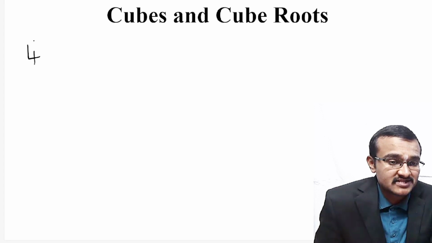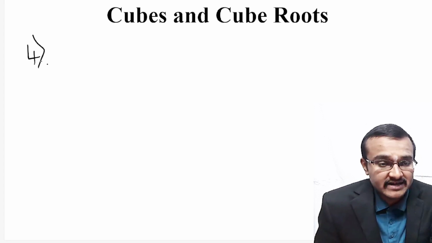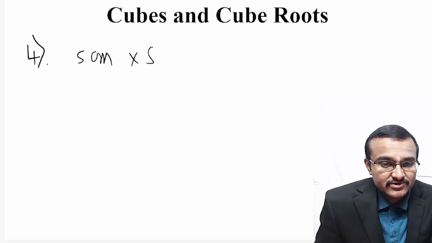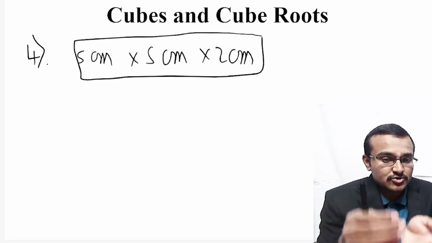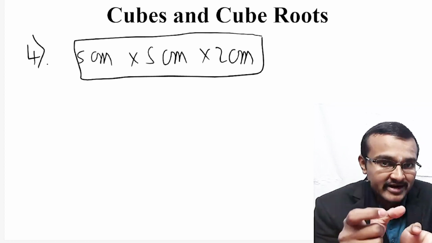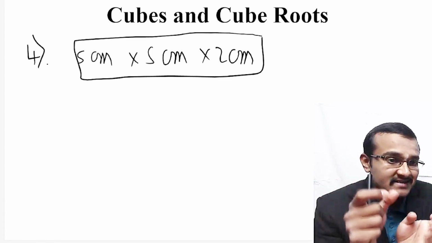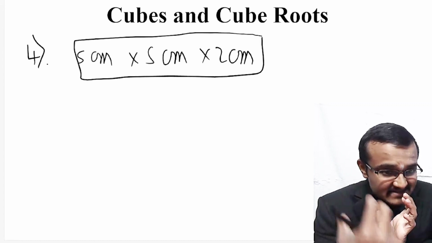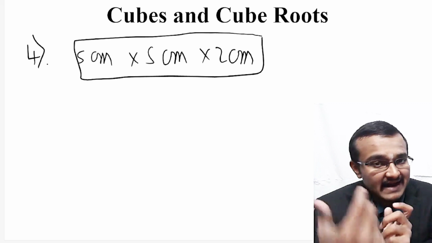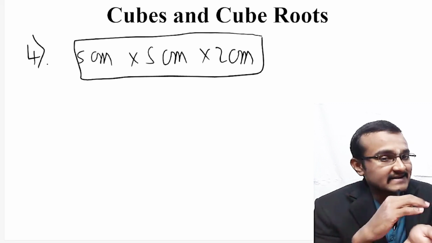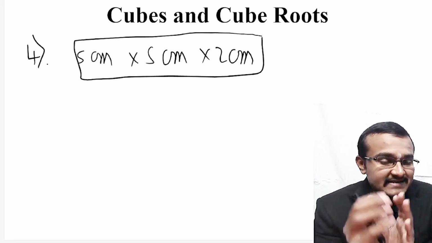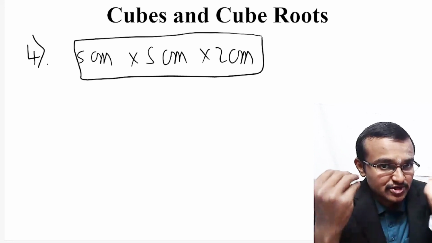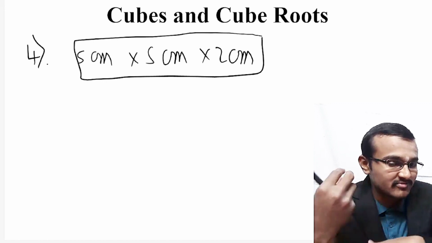Coming to the fourth question in this exercise 6.1, they have given 5 centimeter into 5 centimeter into 2 centimeter. So here they have given a cuboid. A cuboid is a three-dimensional figure which has different length, breadth and height. That means its length, breadth and height are not all equal. If the length, breadth and height of a cuboid are equal, then it becomes a cube. If it is not equal, then it is a cuboid.